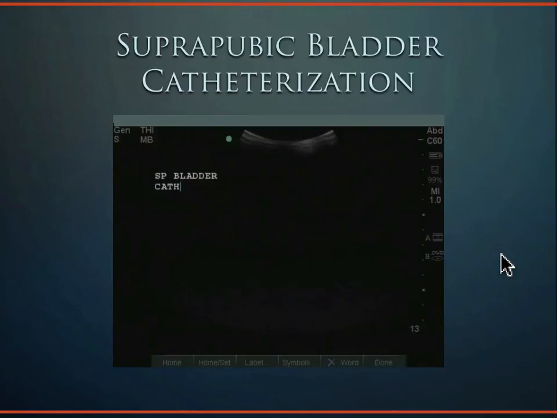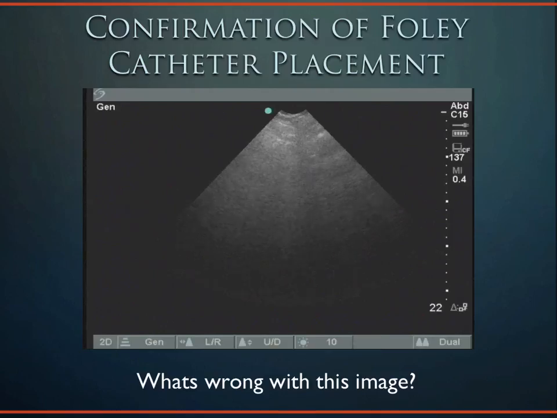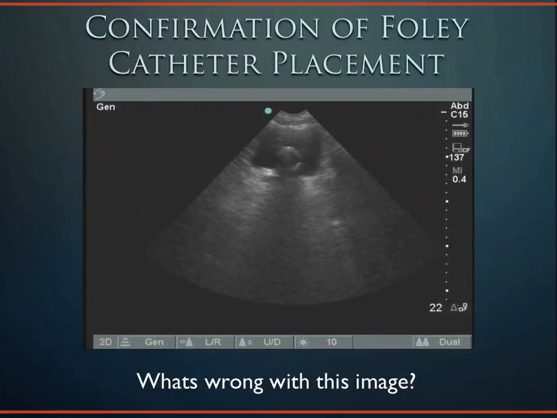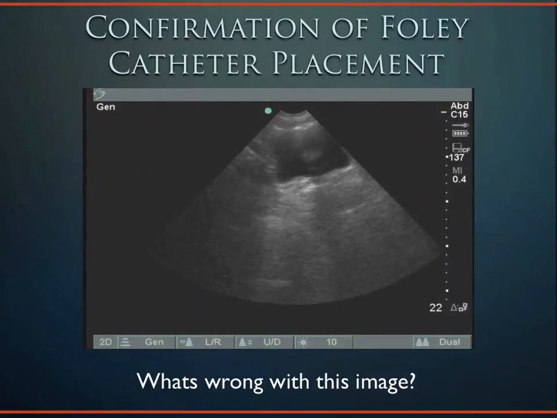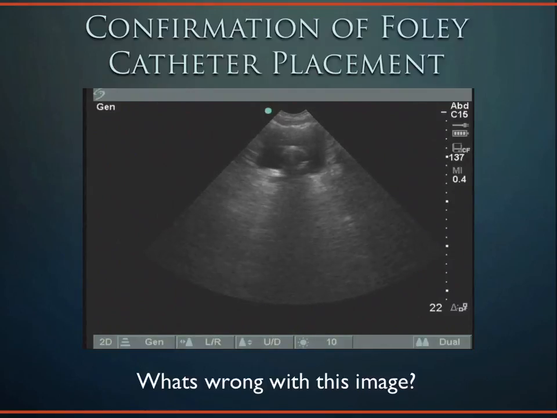Okay? So this is a 66-year-old guy who comes in. He had a Foley catheter placed several days ago and was sent home. He returns to the ER complaining of urinary retention and that his Foley catheter is no longer putting out urine. The bladder ultrasound here shows that the catheter is in the correct location and that the balloon is inflated.